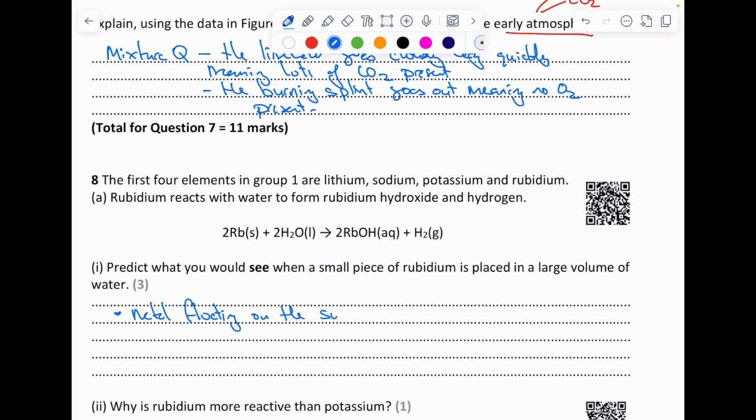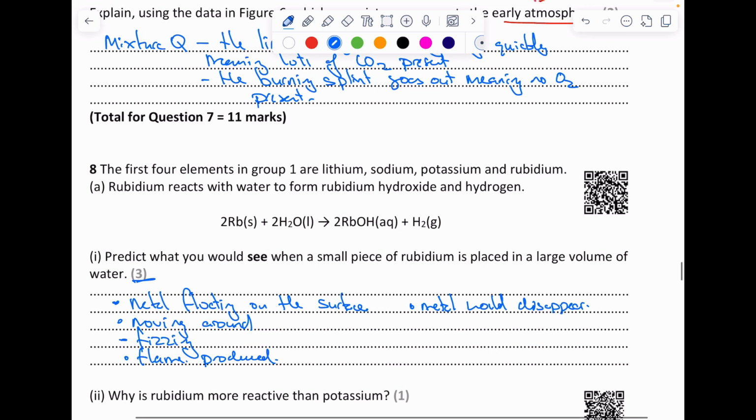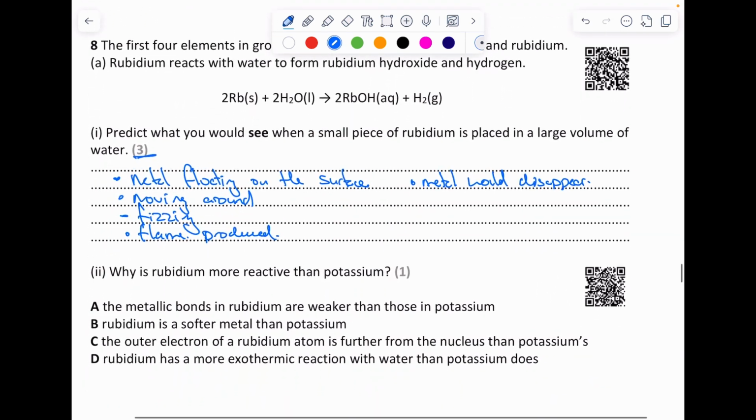floating on the surface. It would be moving around. It would be fizzing as it produces a gas. We probably, because remember with potassium we get a flame, so a flame would be produced, and the metal would disappear by the end of the reaction. 3 marks, any 3 of those points is going to get you the mark.